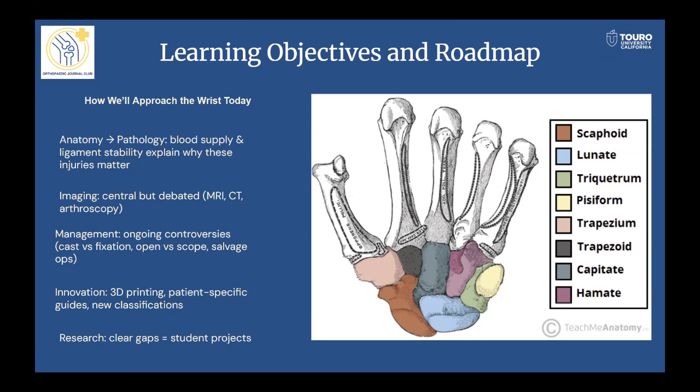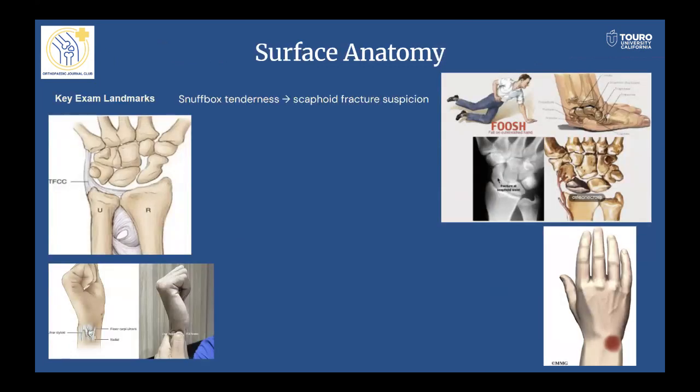Now that we've framed this big picture, let's look at how surface anatomy helps us pick up these pathologies right at the bedside. So first, let's talk about the snuffbox. When you extend your thumb, a small triangular hollow appears between the extensor pollicis longus and extensor pollicis brevis tendons. The scaphoid sits right underneath.